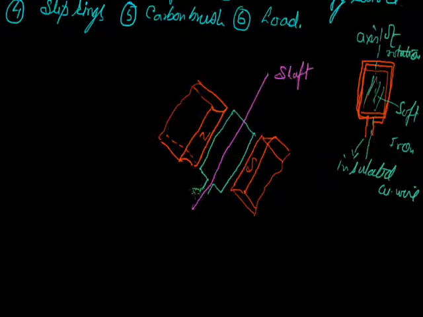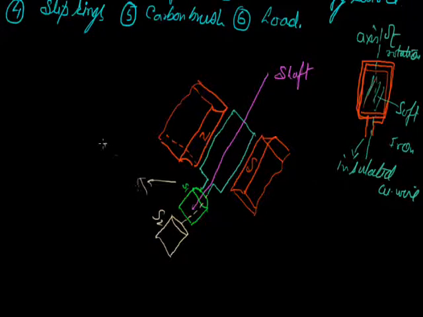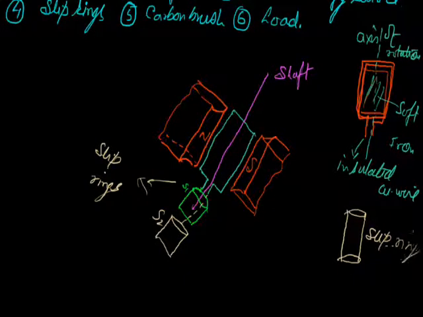This end is connected to slip ring S1. The second end is connected to the slip ring S2. These are the slip rings. Slip rings are nothing but simple hollow metallic cylinders. These two are free to rotate about this axis, the shaft.